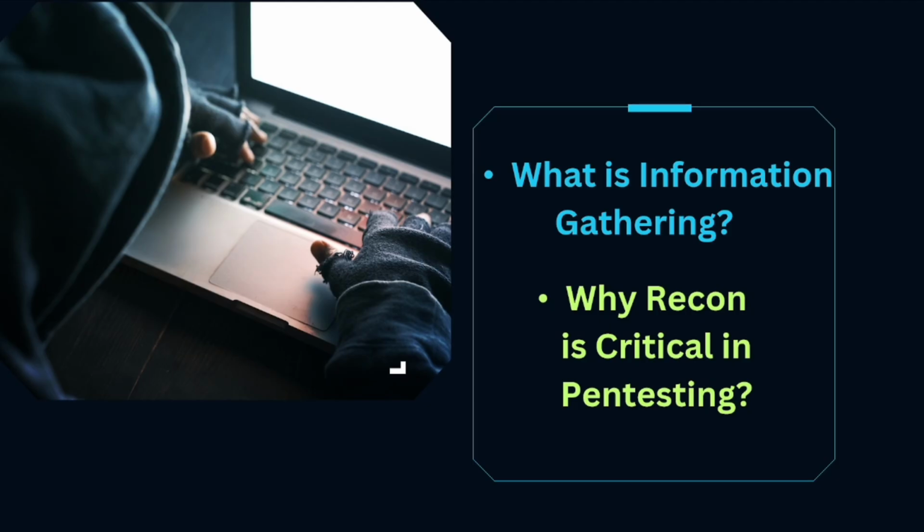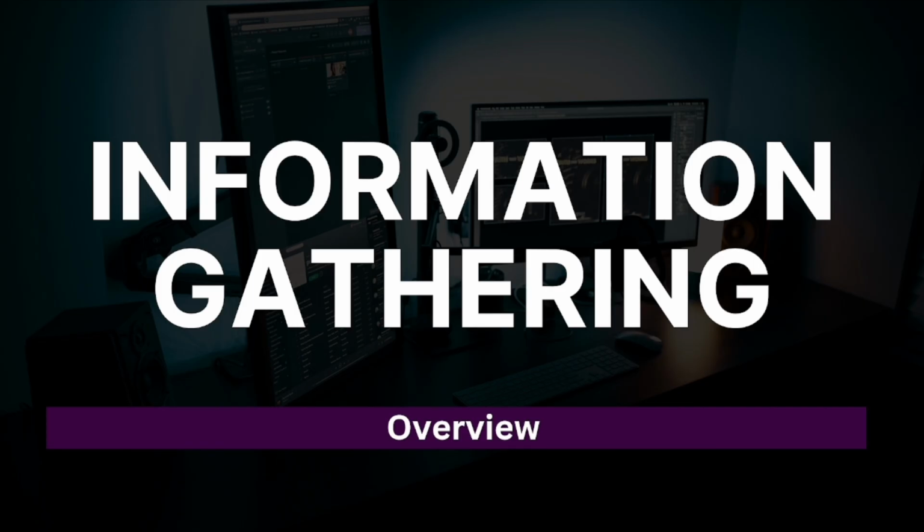Moving forward, what is information gathering and why is recon critical in pen testing? Information gathering, also known as reconnaissance, is the process of collecting information about a target system, organization, or a domain. This information may include domain details, IP addresses, DNS records, technology in use, and publicly exposed assets. The purpose of information gathering is not to attack immediately, but to reduce uncertainty. The more we understand about the target, the more focused and effective later testing becomes.